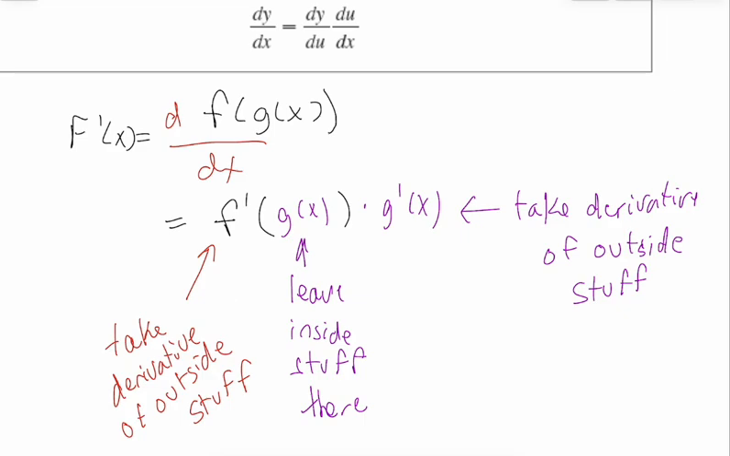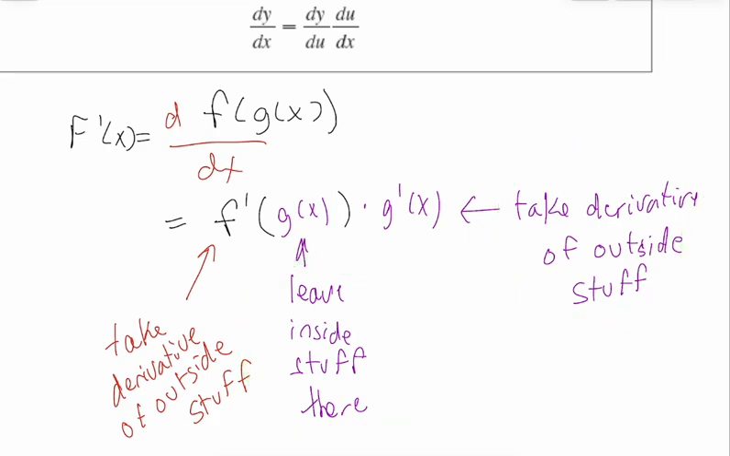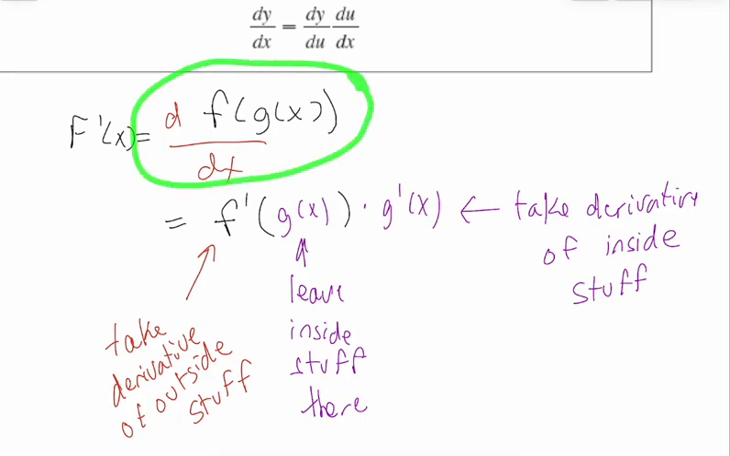Okay, so you take the derivative of the outside stuff, you leave the inside stuff there, and then you take the derivative of the inside. Okay, so let me say it again. We have this composite function. G of x is our inside.